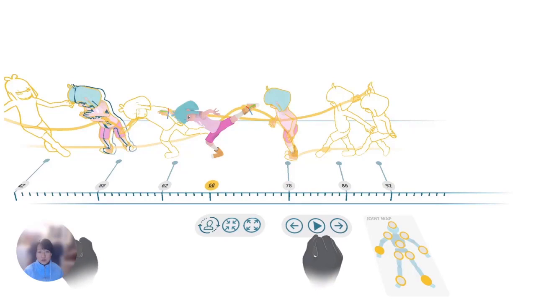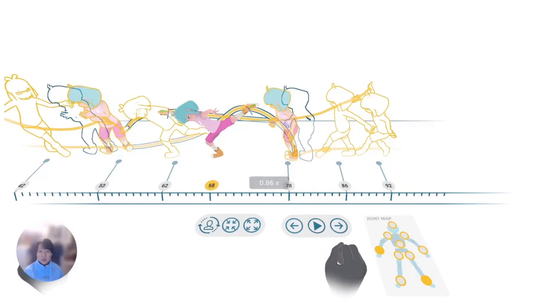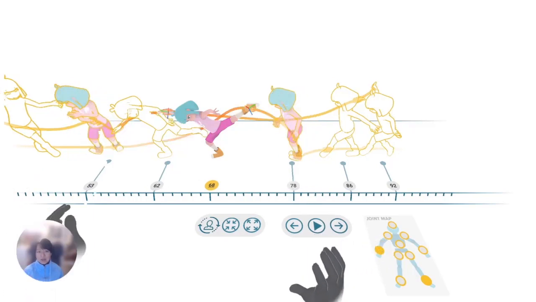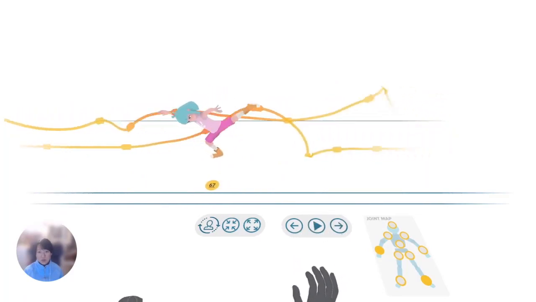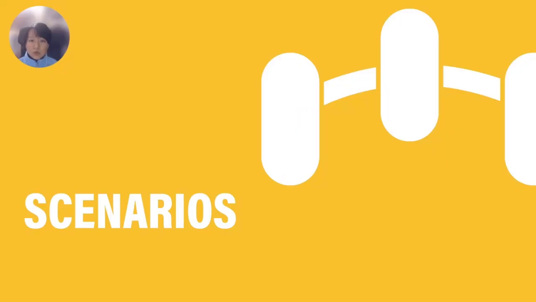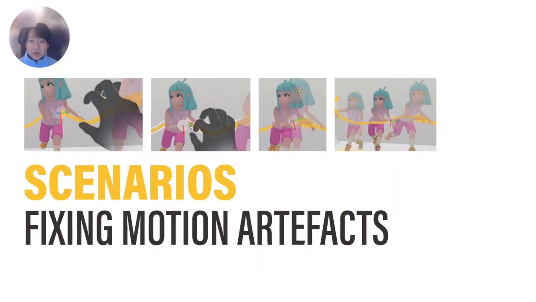This allows the user to select a pair of KeyPoses to speed up a segment, or in this case, slow down the motion in between. Next, we implemented 3 scenarios to demonstrate some of the capabilities of the TimeTunnel.